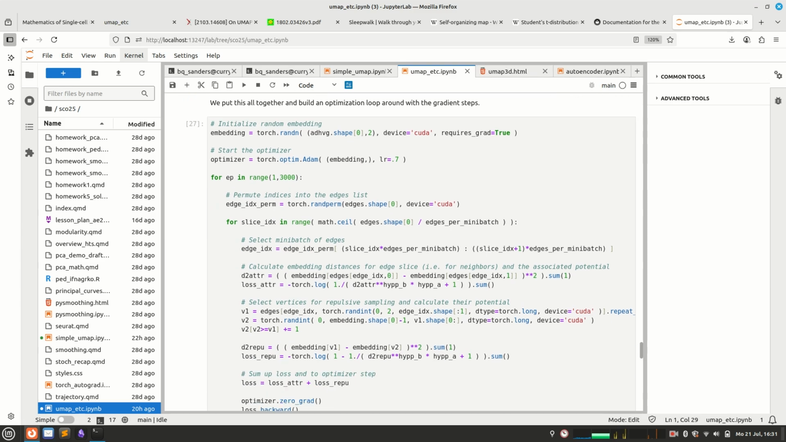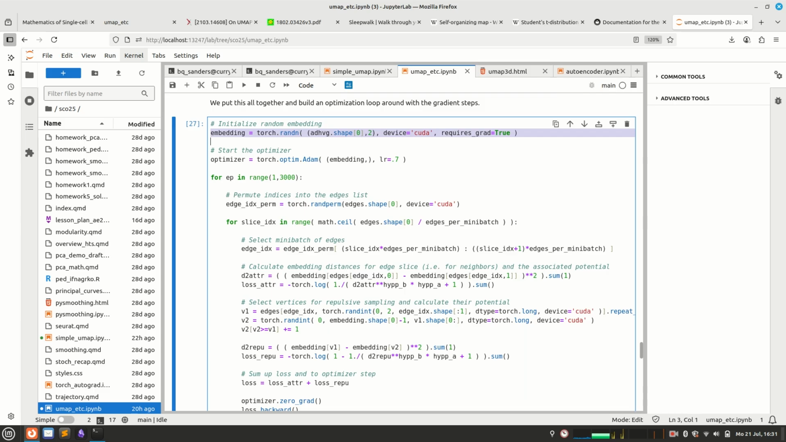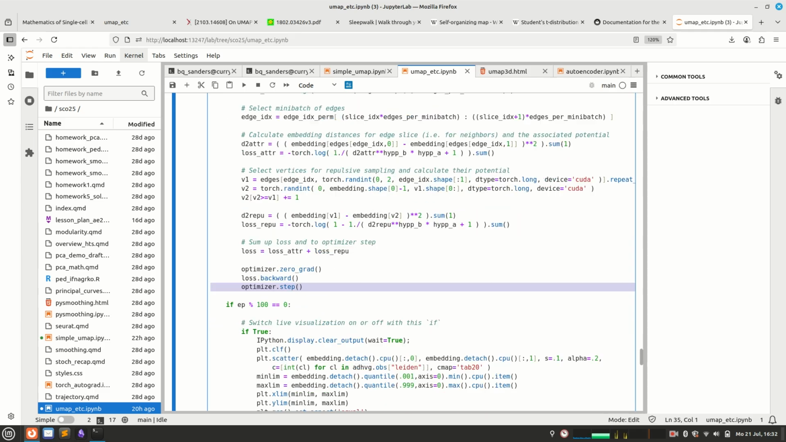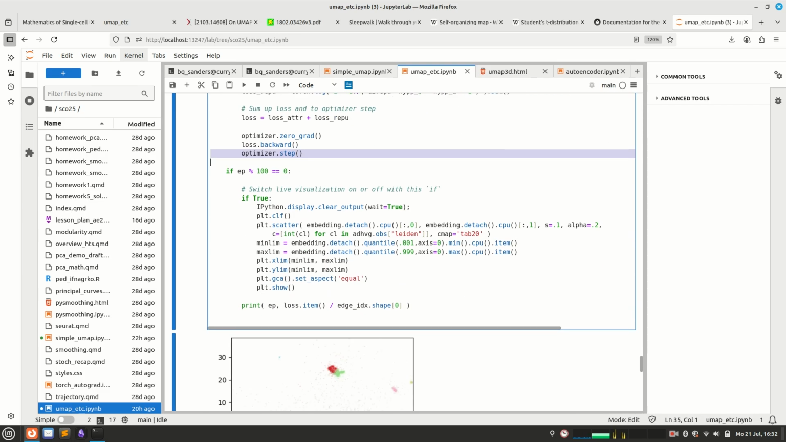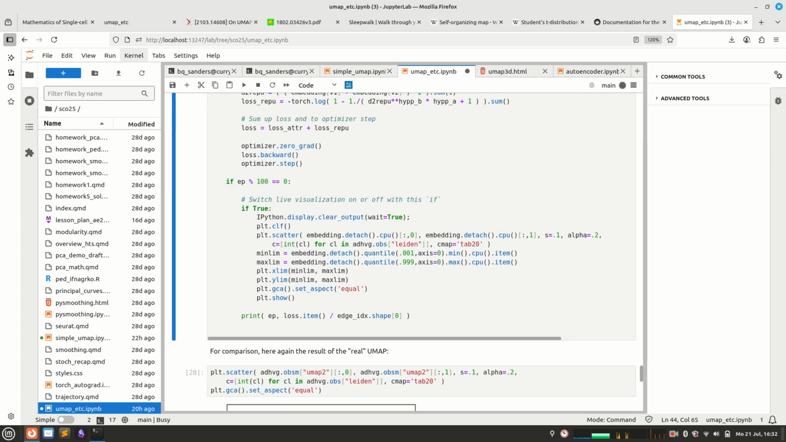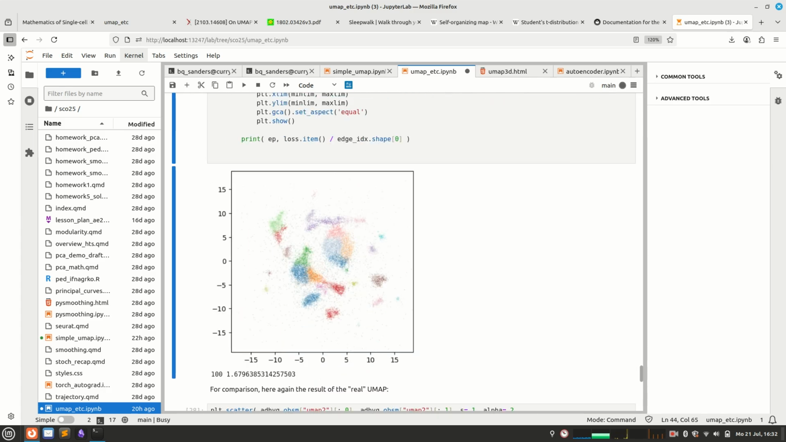And here's the whole thing put together, starting with a random embedding, giving the embedding to the optimizer, because this is what I want to act the gradient on. And then here I have done my edge permutation, and for each slice of 30,000 edges, I do what I've just shown you: calculate the loss, calculate the gradient of the loss, and step the optimizer. And here I have put in that every 100 iterations, I draw the UMAP how it looks. That's what I'm especially proud of, because I hadn't seen this before.